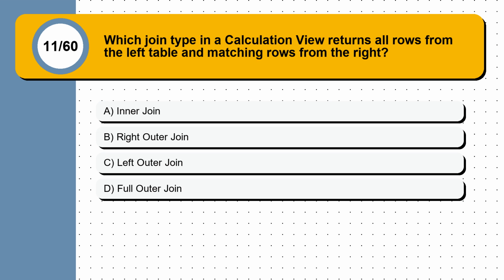Question 11. Which join type in a calculation view returns all rows from the left table and matching rows from the right? Option A, inner join. Option B, right outer join. Option C, left outer join. Option D, full outer join.